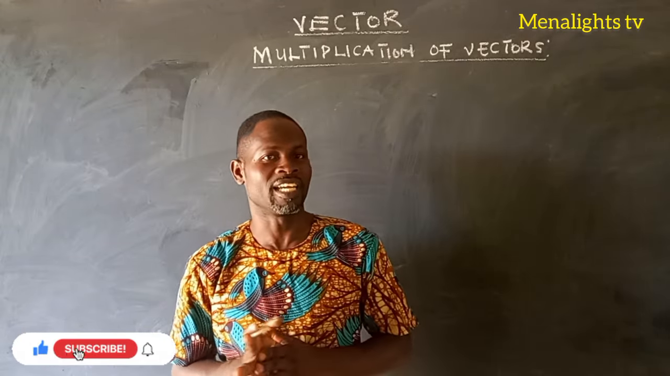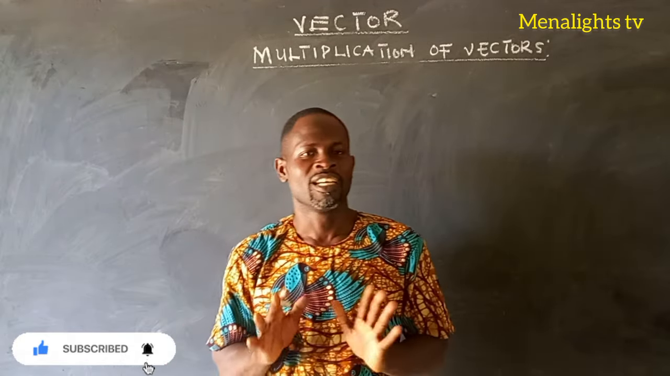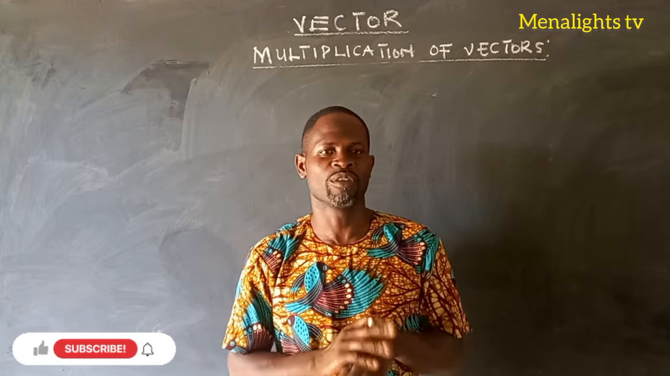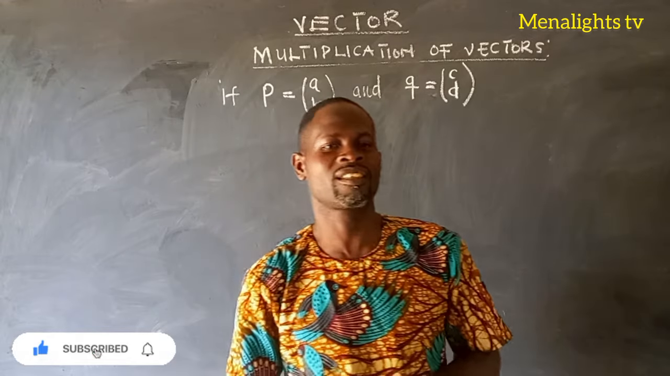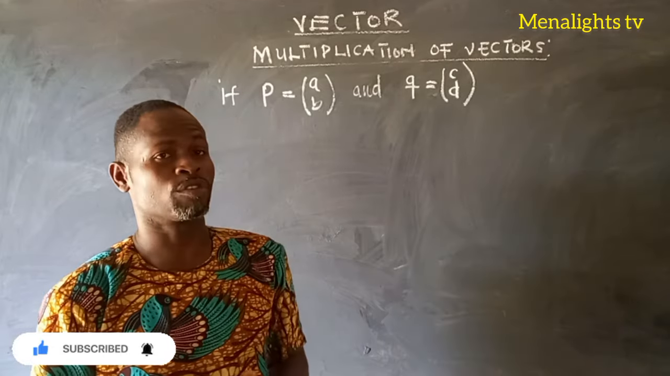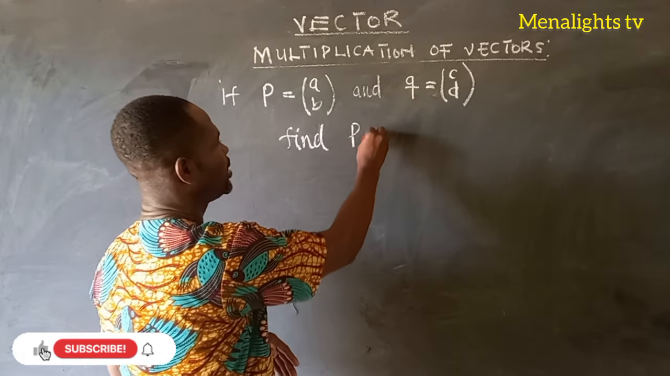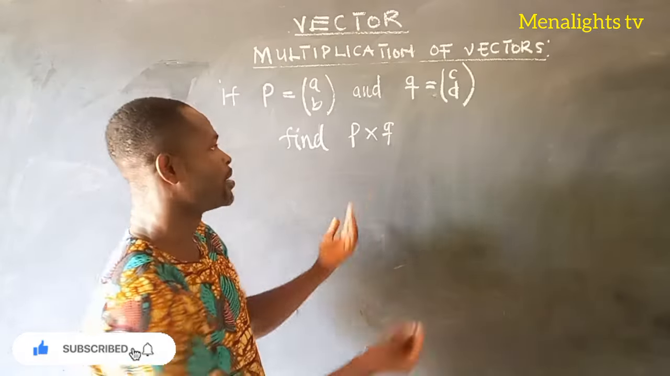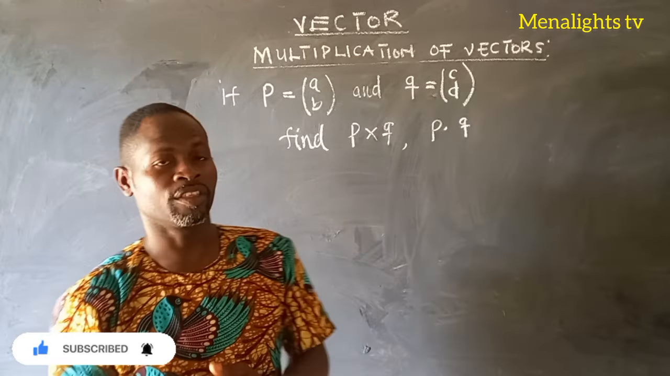As we have started with vectors, we look at position vector, inverse of a vector, vector algebra and then scalar of a vector. Now this morning we want to look at multiplication of a vector. So let's look at this example. If P is equal to (a, b) and Q is equal to (c, d), then find P times Q. The P times Q can be written as P dot Q. So find P dot Q.